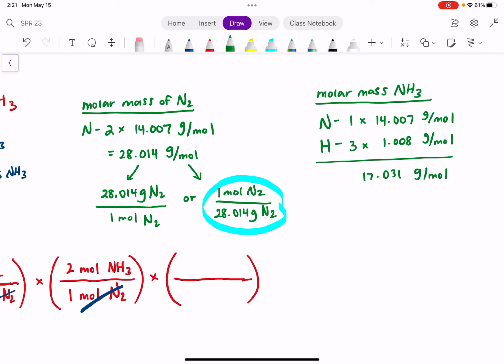What am I missing here? Oh, NH3. NH3. I did the same thing over here. Don't be like me. All right, so that's our molar mass for NH3.